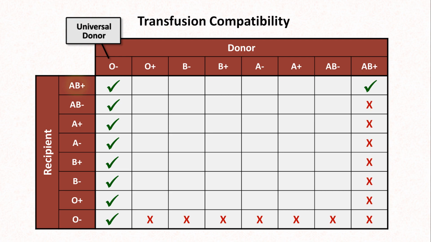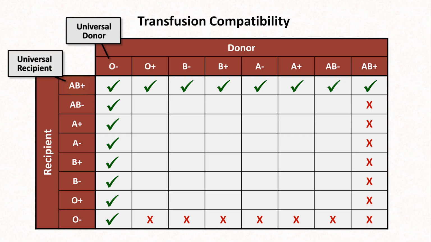Whereas if the recipient is AB positive, they have neither anti-A, anti-B, nor anti-RhD antibodies, so they can receive blood from anyone. Thus, individuals who are AB positive are referred to as universal recipients. And on your own, you can work out the rest of the chart.